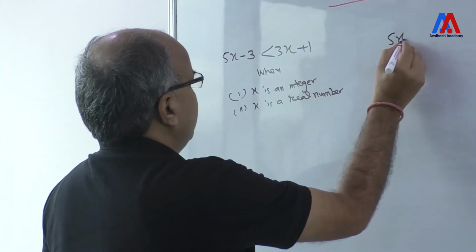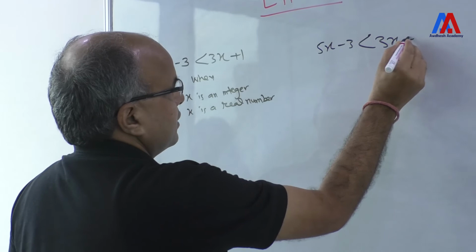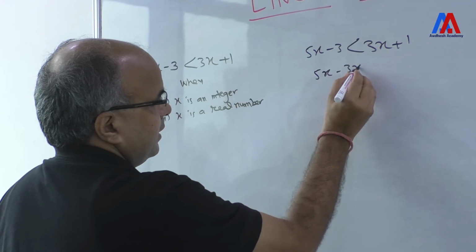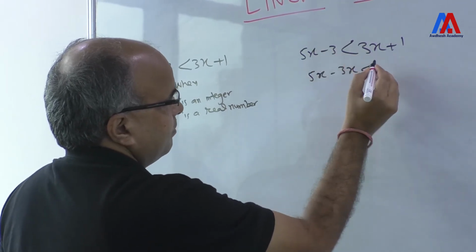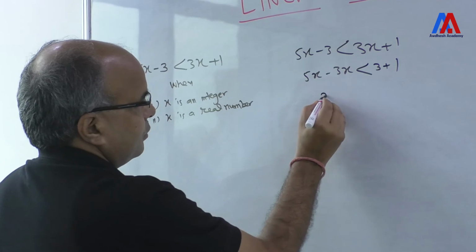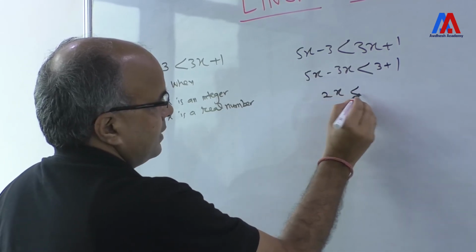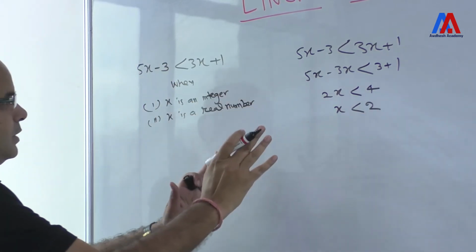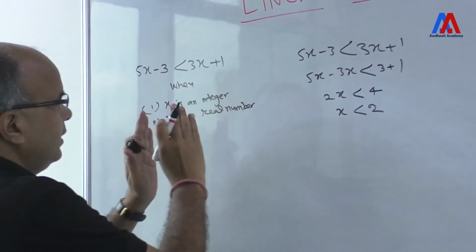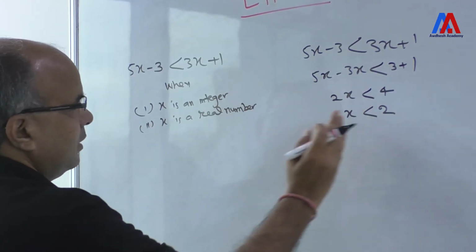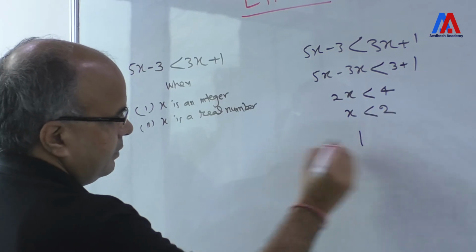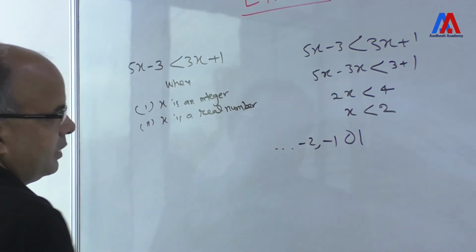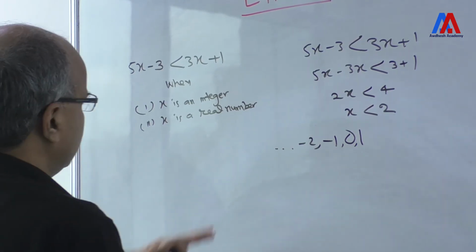So we can write 5x minus 3 is less than 3x plus 1. We can take x on this side, 3 on the other side. So it will become 5x minus 3x less than, this will become plus, so 3 plus 1. So that means 2x less than 4, and that means x less than 2. So if we are talking about the integers, then integers will be less than 2. That means integers will be 1, 0, minus 1, minus 2 and so on. So this will be the solution as far as the integers are concerned.